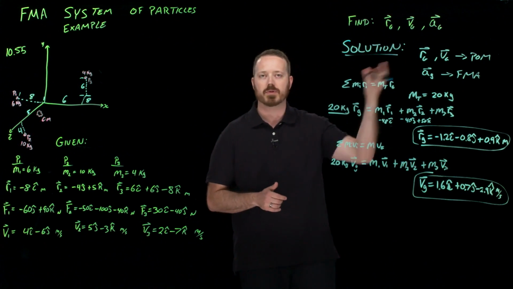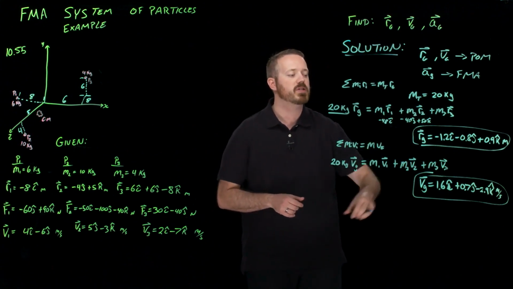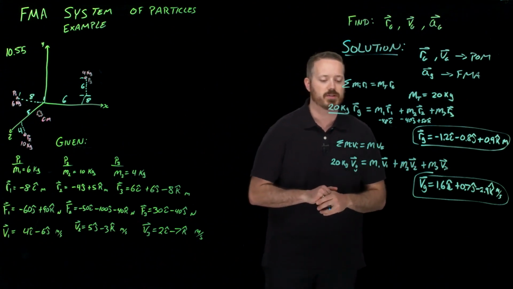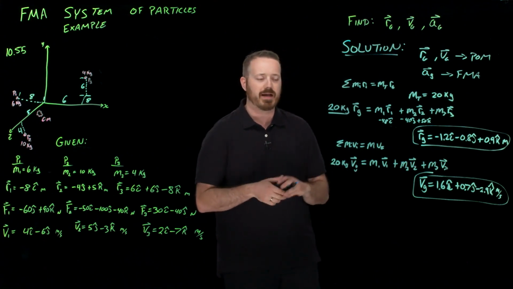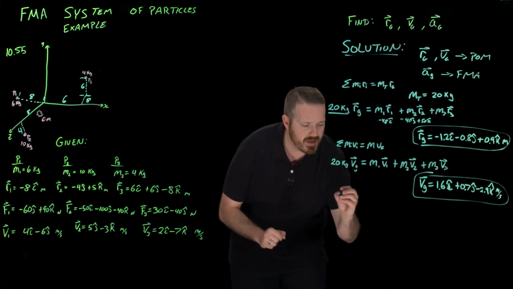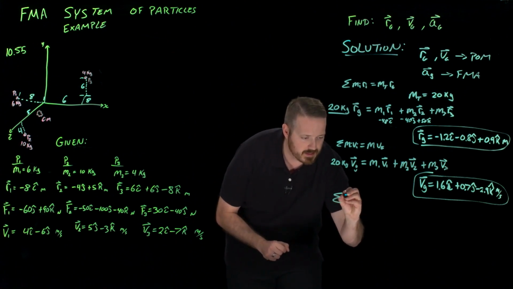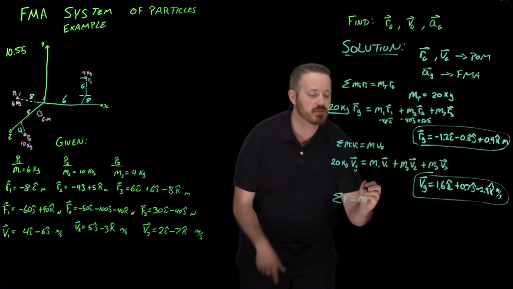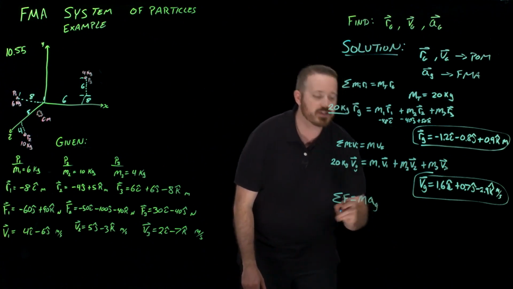So we've just applied the principle of moments twice, found a position, found velocity, and now the last part is the part that's of interest to us, right? Which is applying the force mass acceleration method, FMA method. That FMA method says that the sum of the forces equals the total mass of our system times the acceleration of that mass center.